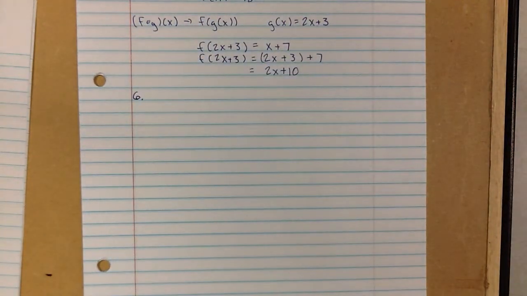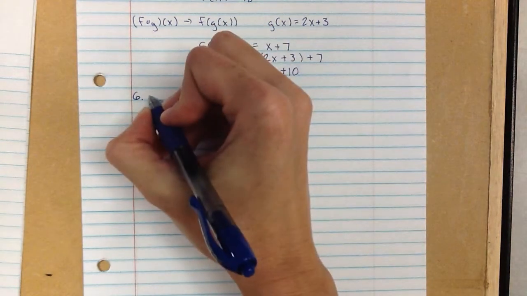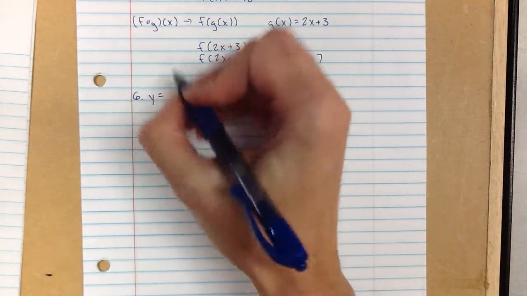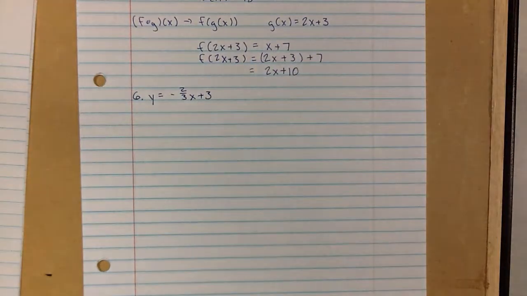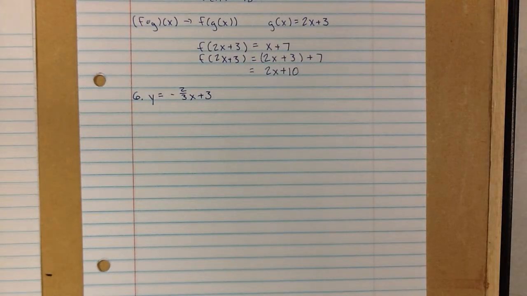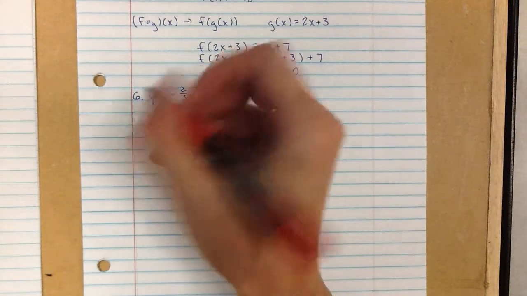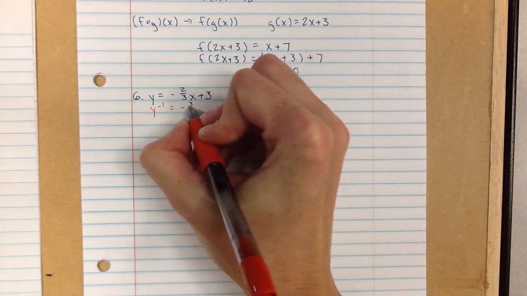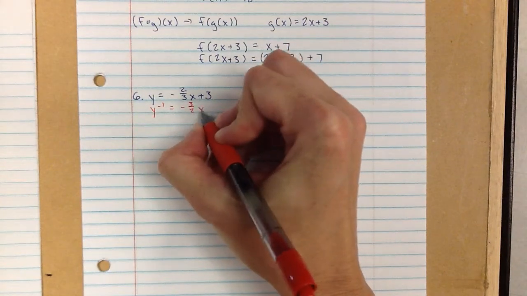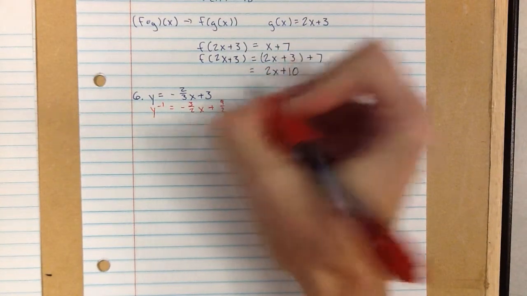Okay, so I'm pulling these equations off of your notes so you don't have to flip. I'm going to write down what you need. Number 6 from yesterday, my original equation was y equals negative 2/3 x plus 3. We got our inverse to be negative 3/2 x plus 9/2.